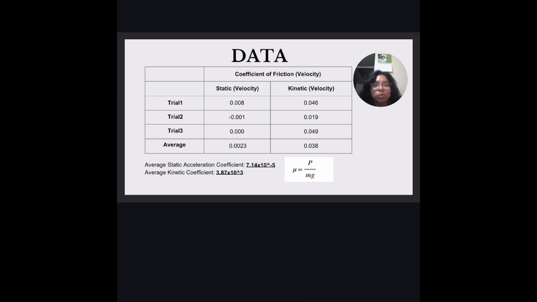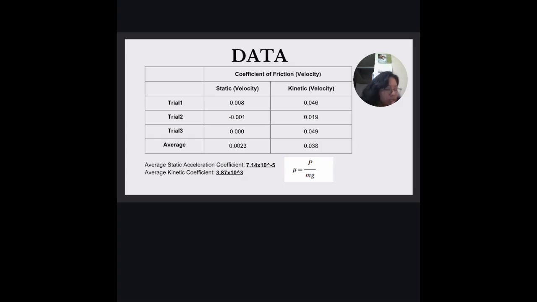We also, since we had the acceleration graph there, went ahead and did the same values from the same points. We got those values and did a separate table, and we were able to find our average static acceleration coefficient, which was 7.14 to the power of negative 5. And then our average kinetic coefficient was 3.87 to the power of 3.